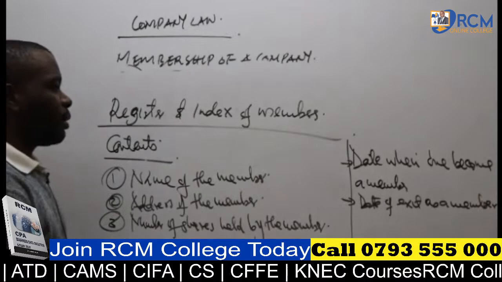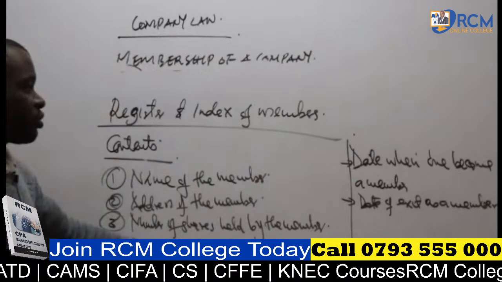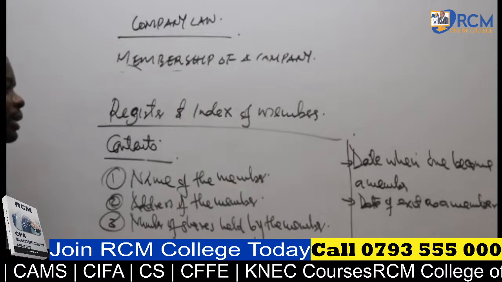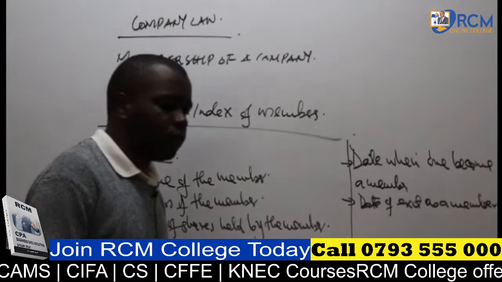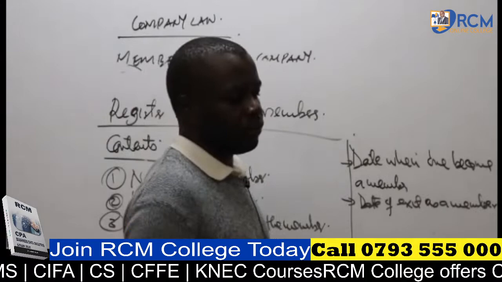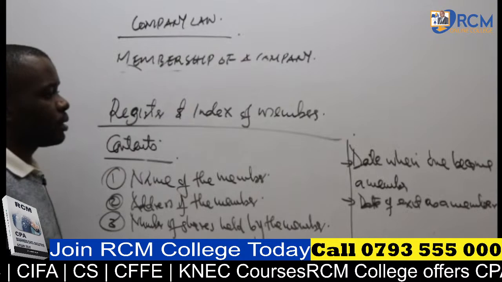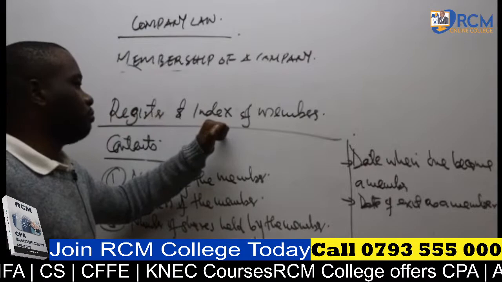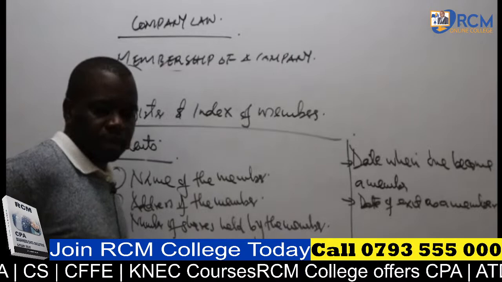So if the company has more than 50 members, it will maintain an index of members in card form, each and every member having a card whereby his details are maintained. All of them are put together, and of course, the card will have all these contents we are talking about in the register of members. So that is what you need to know about the register and index of members. If the company has more than 50 members, then it will be required under the Companies Act to maintain an index of members in card form that contains all the details pertaining to the register of members.